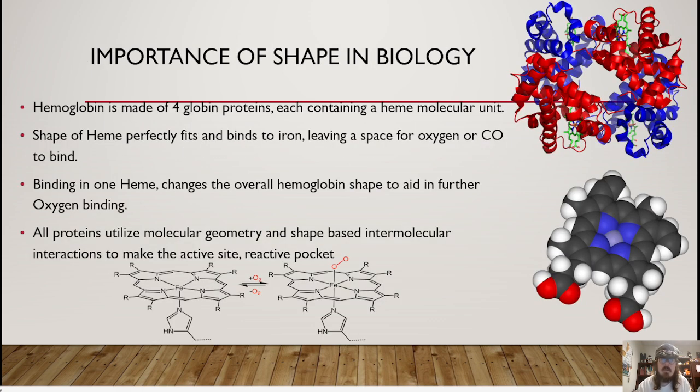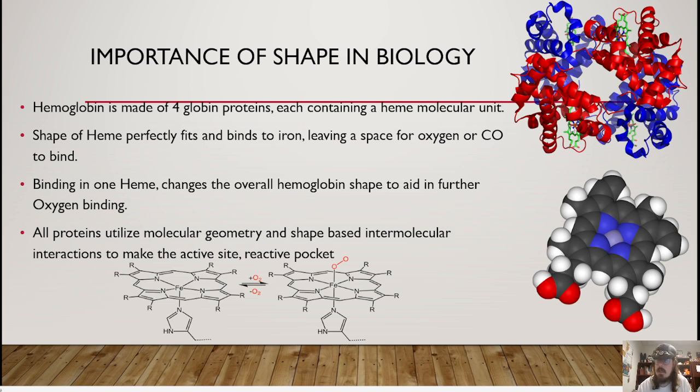Now, why is this really important? It's because all these molecules, all these proteins, come together in certain ways. Hemoglobin, which is the key component in our blood, the oxygen binding protein in our blood, is made out of 4 individual globin proteins. Each contains a basic molecular unit called a heme.